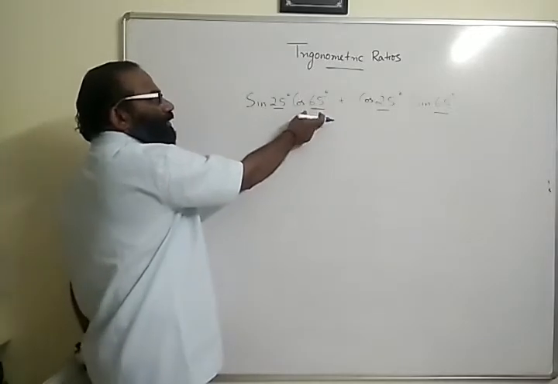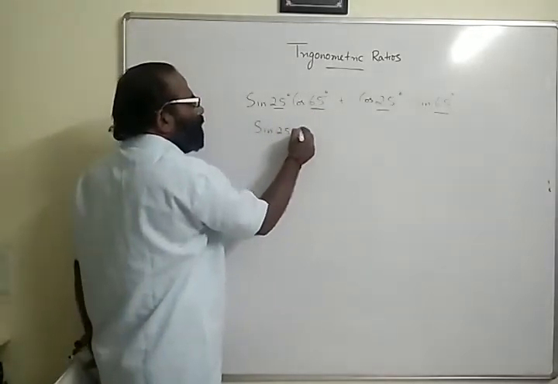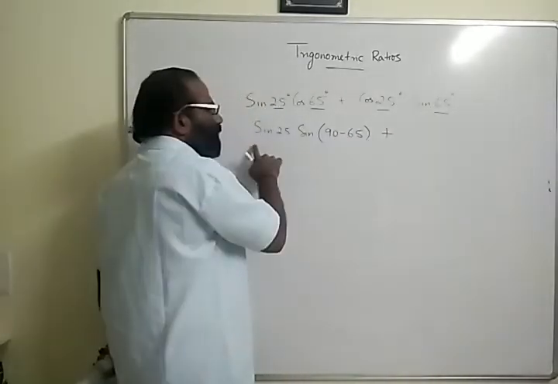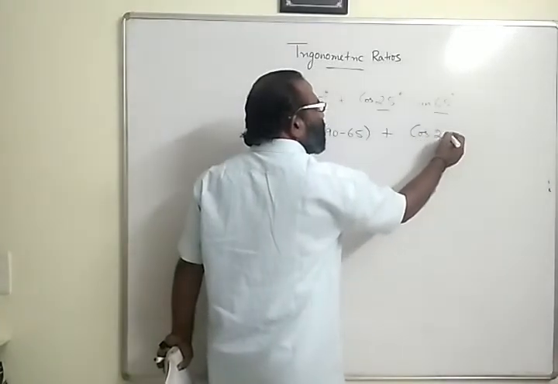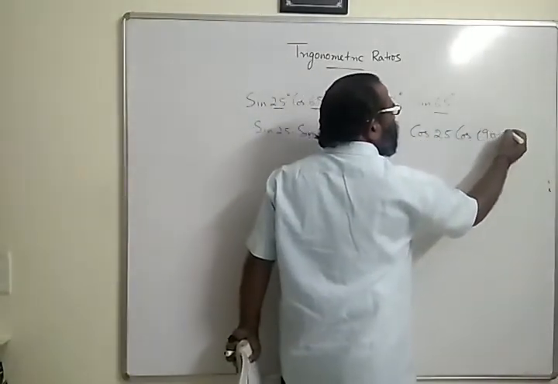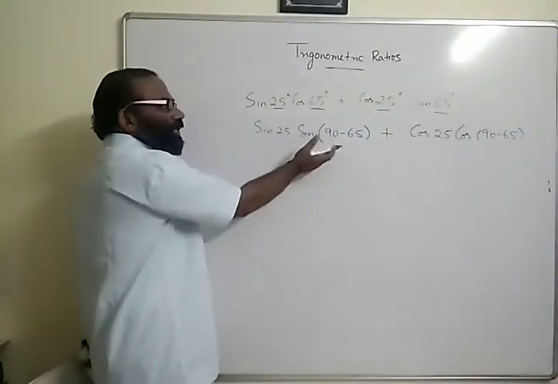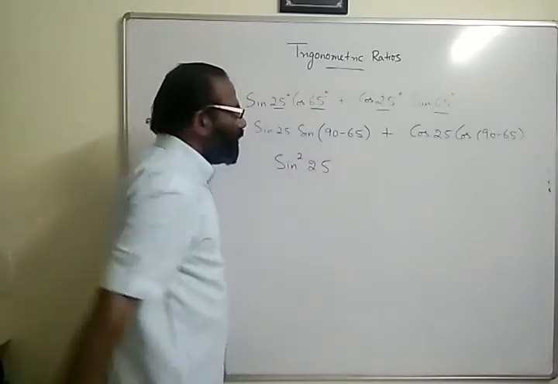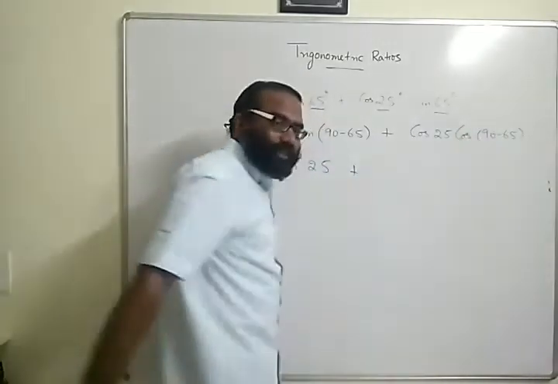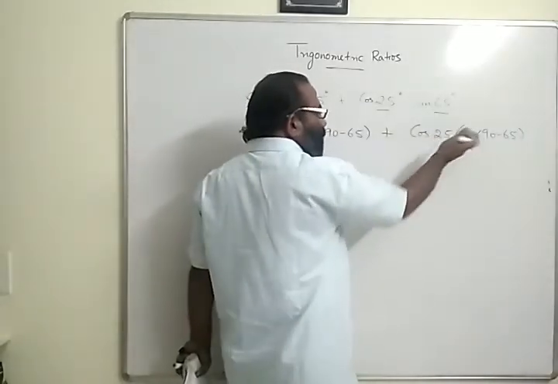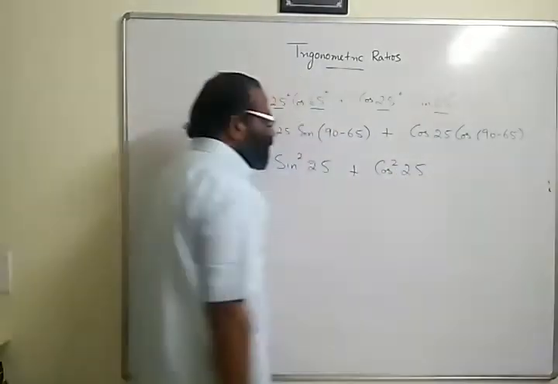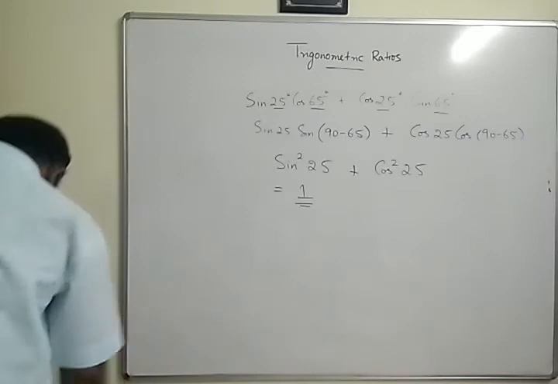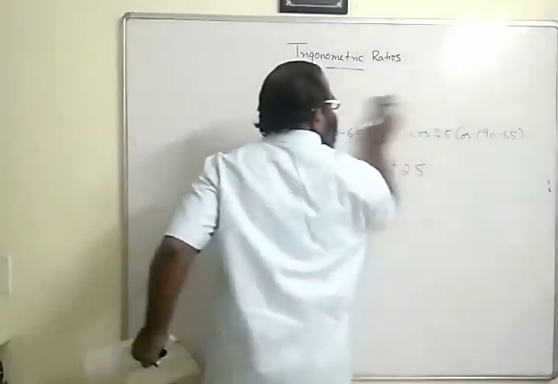Sine 25, and if we convert cos 65 to sine, this becomes sine 90 minus 65, so this is completely in sine. Suppose we want to do all of that in cos: cos 25, and this becomes cos 90 minus 65. So sine 25 into sine 25, I can write as sine square 25, plus cos 25 into cos 25, since cos 90 minus 65 is also cos 25, which becomes cos square 25. So this is also of the form sine squared theta plus cos squared theta, which is equal to 1.